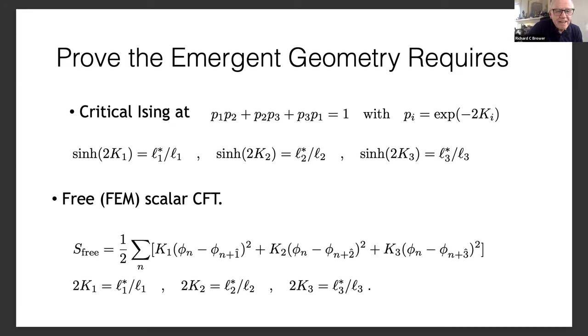And in this case, since we know the answer, we can use it, okay? We don't have to find it, we just use it. How do we know the answer? Well, the answer, by the way, this goes back to your comment in the beginning that the Ising model is kind of a free theory.